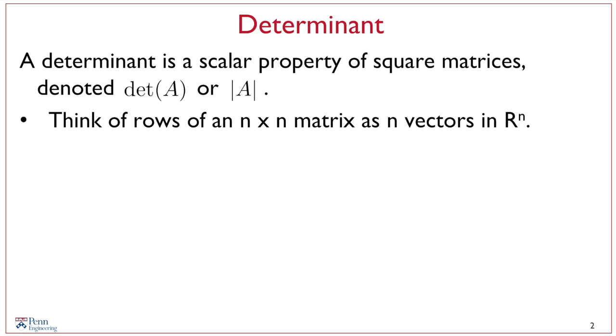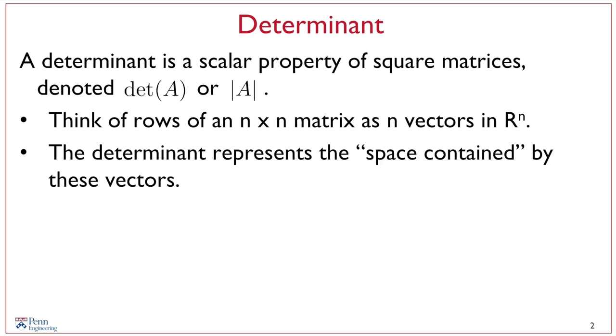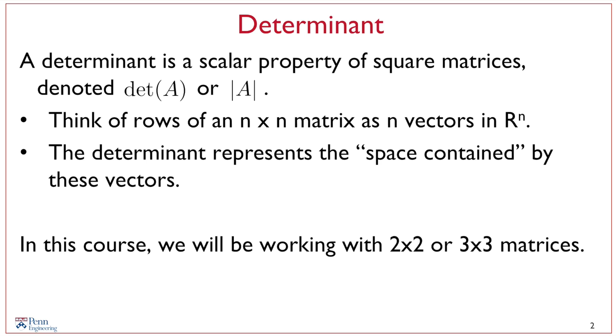Think of the rows of an n by n matrix as n vectors in Rn space. The determinant represents the space contained by these vectors. We'll see more specifically what this means in the next few examples. In this course, we will be working with 2 by 2 or 3 by 3 matrices.